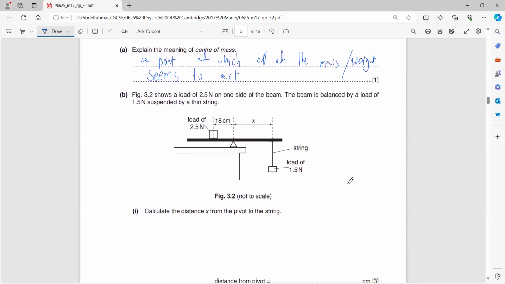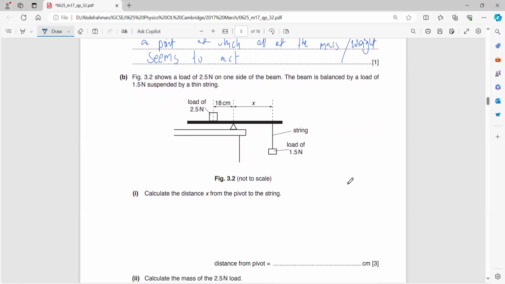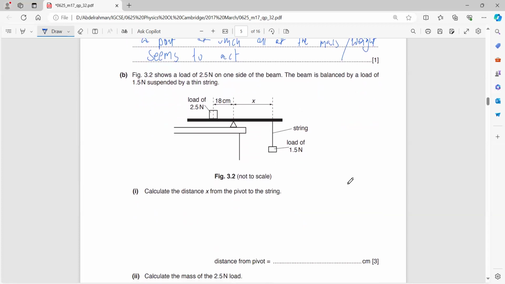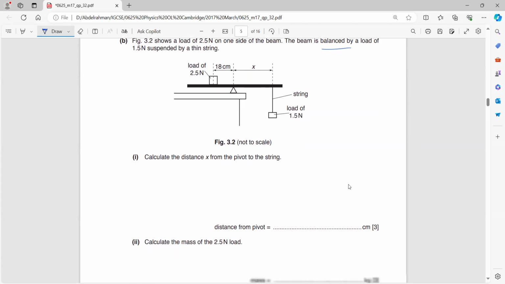Moving on to the next question. Calculate the distance x from the pivot. The beam is balanced. Once I say that the beam is balanced, it's in equilibrium. What do I mean by equilibrium? Again, clockwise equals anti-clockwise. We have to write down clockwise moment equals anti-clockwise moment.